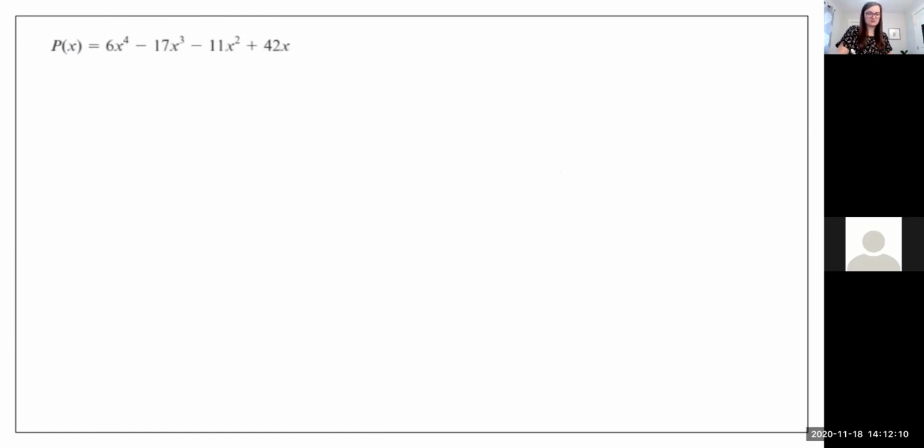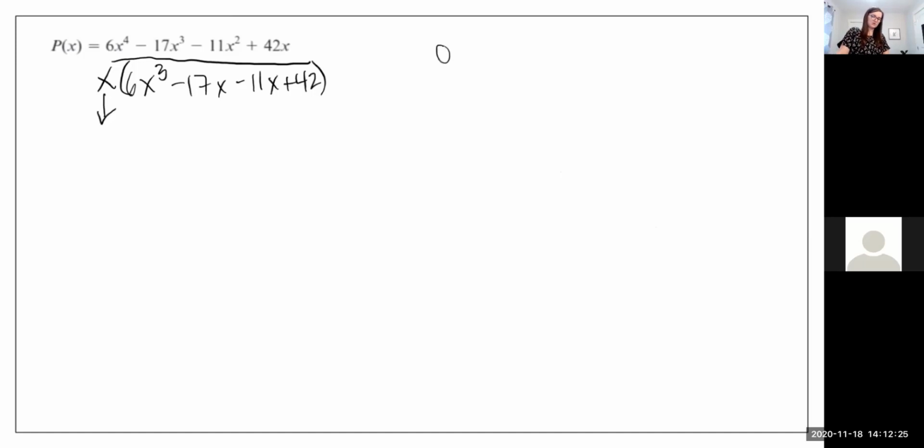This one here, you'll notice you can factor out a factor of x right away, which reduces it to 6x cubed. So always look for common factors if you can. So that means that 0 is a zero. And then you're going to continue with this just like we did before.